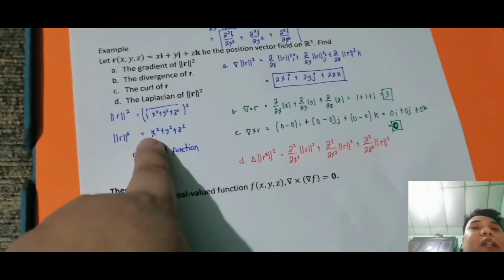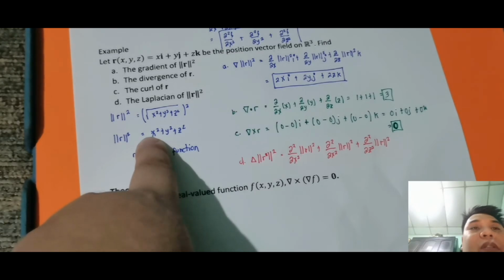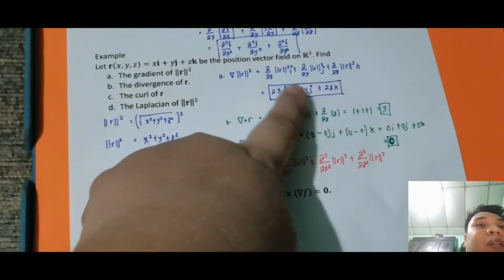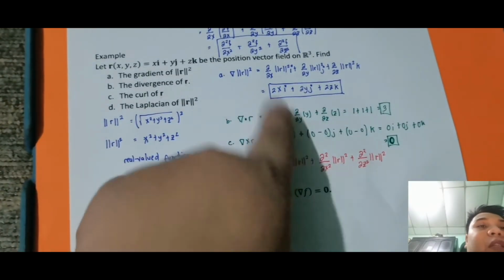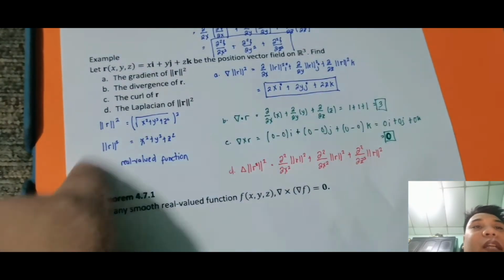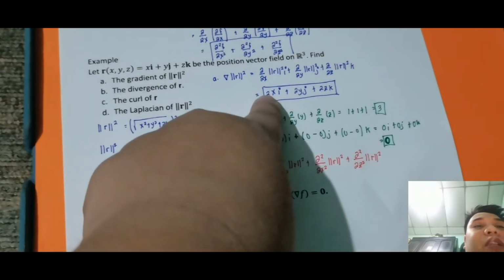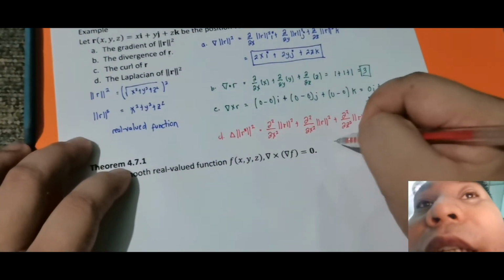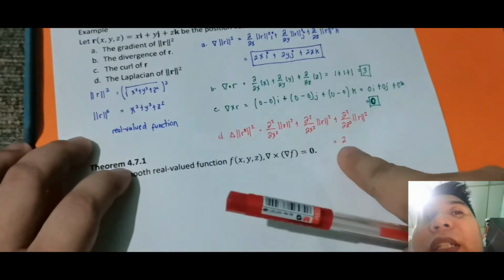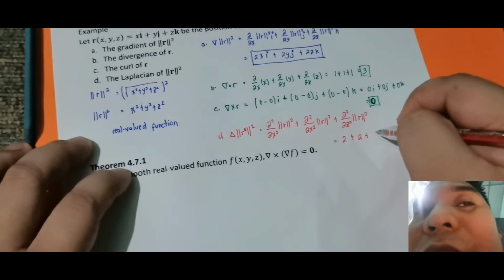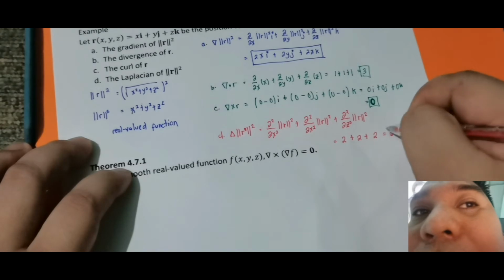So anong nangyari? Kukunin na natin yung first derivative niya with respect sa x. Isa sa technique dito, yung lalabas dito yung first derivative, which is 2x, 2y, 2z. So parang nakatulong na yung ating gradient. So after nun, mula sa gradient, kunin ulit yung derivative with respect sa x. So this is just equal lang naman sa 2, kasi derivative ng 2x with respect sa x is 2. Plus derivative ng 2y with respect sa y is just 2. Then derivative ng 2z with respect sa z is just 2. Okay, which is just equal sa 6.